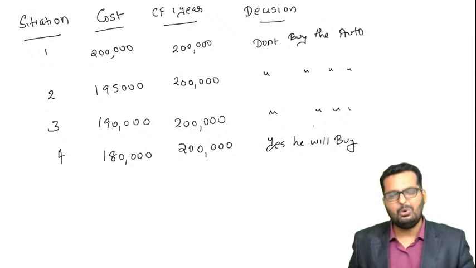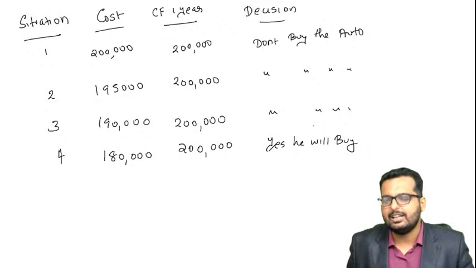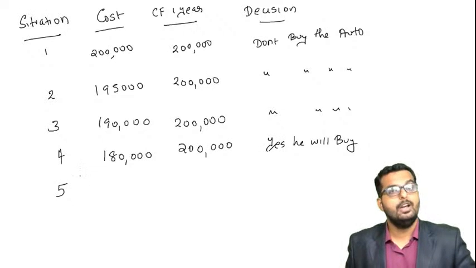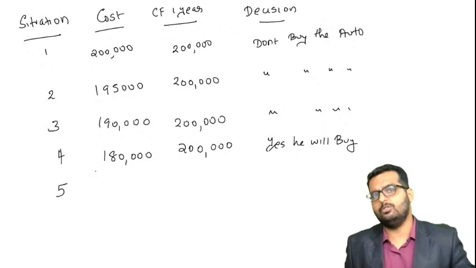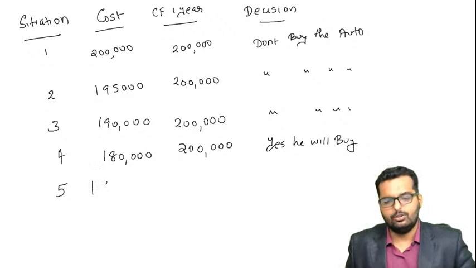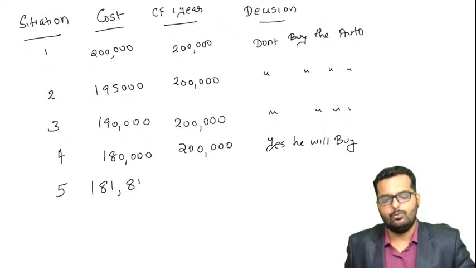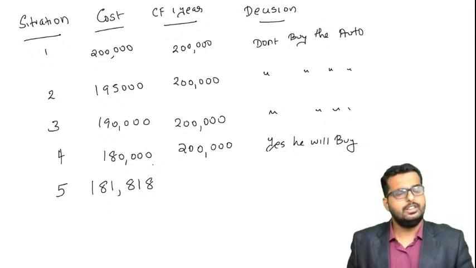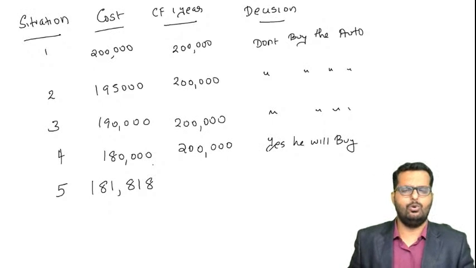Now Tarun is feeling, oh God, I shouldn't have reduced it to 1,80,000. That became a little more. So Tarun will put a googly. He will tell, sorry Vetri, the price is not 1,80,000. The price is going to be 1,81,818. Come on now, I'll give you a minute's time. Think and tell me whether you should buy the auto, yes or no.